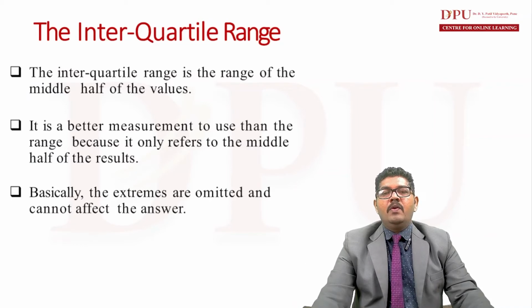Then there is something called the interquartile range. The interquartile range is the range of the middle half of the values. It is a better measurement to use than the range, because it only refers to the middle half of the results. Basically the extremes are omitted and cannot affect the answer. So for the interquartile range we take into account only the middle 50% of the observations, and we calculate the range based upon this data. The advantage of calculating the interquartile range is that it doesn't take into consideration the extreme values.